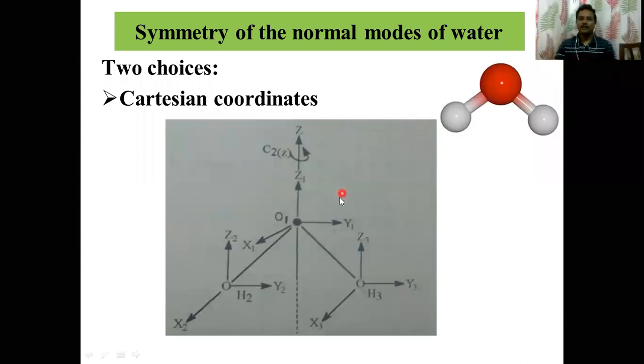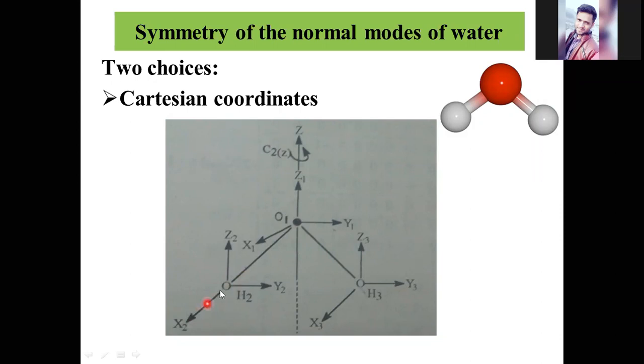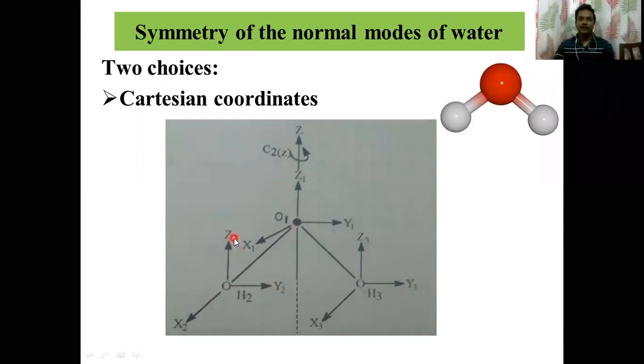If we want to go for the vibration, we can assign the Cartesian coordinates to oxygen, Cartesian coordinates to this hydrogen and this hydrogen also. Like this oxygen is number 1, where I am having X1, Y1, and Z1. Similarly, this hydrogen, which is number 2, I am having X2, Y2, and Z2, right? This hydrogen also has these 3.